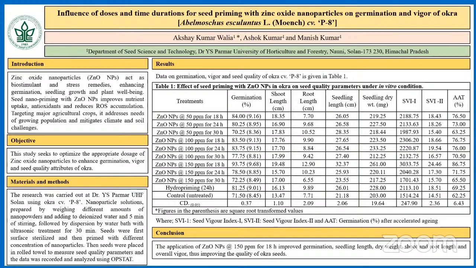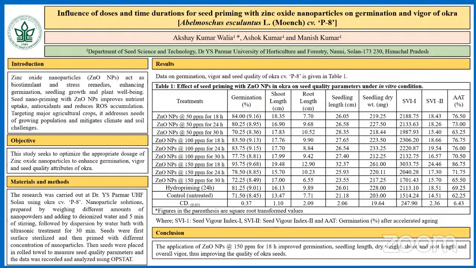Vice Verma University of Horticulture and Forestry with variety P8, and the nanoparticle solutions were prepared by weighing different amounts of nanopowders and adding them in deionized water, then stirring them for 5 minutes, followed by dispersion in a water bath under ultrasonic treatment for 30 minutes. Seeds were first surface sterilized and then primed with different concentrations of nanoparticles, and then they were placed in roll towels to measure the seed quality parameters.